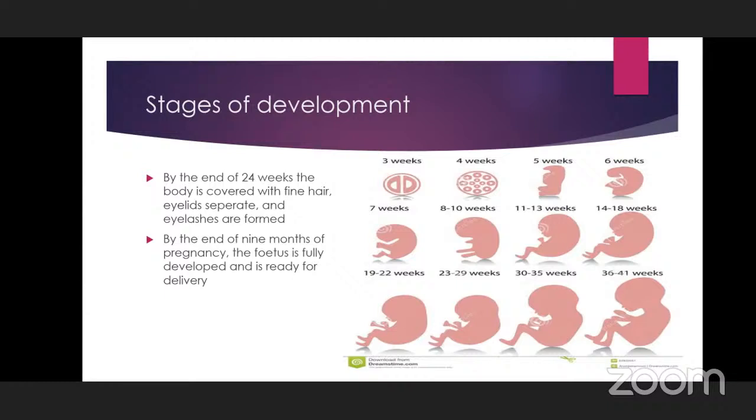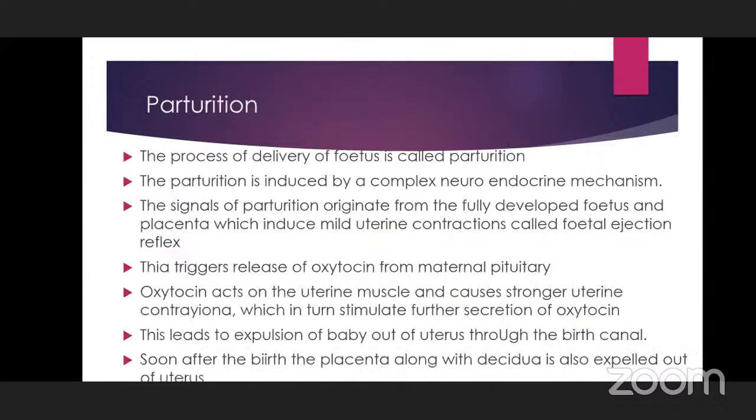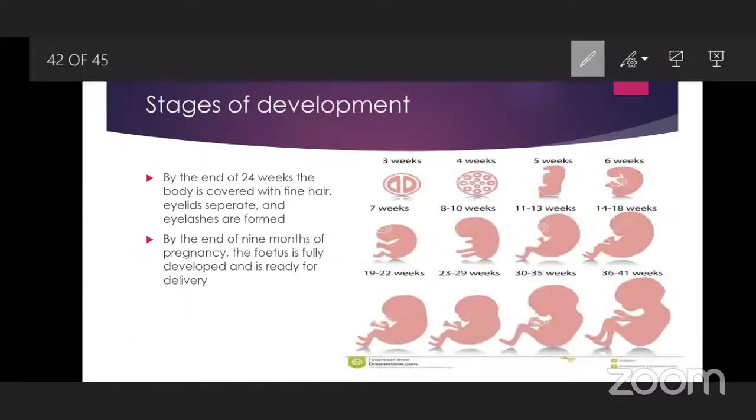Now you can see here various developmental stages: 3 weeks, 4 weeks, 5 weeks, 6 weeks, then 9 to 12 weeks. Almost all the organs are formed here, and the fetus is starting to grow. So all the organs are developing. All the organs are already developed by the 12 weeks. Now the fetus will be growing into a mature fetus.